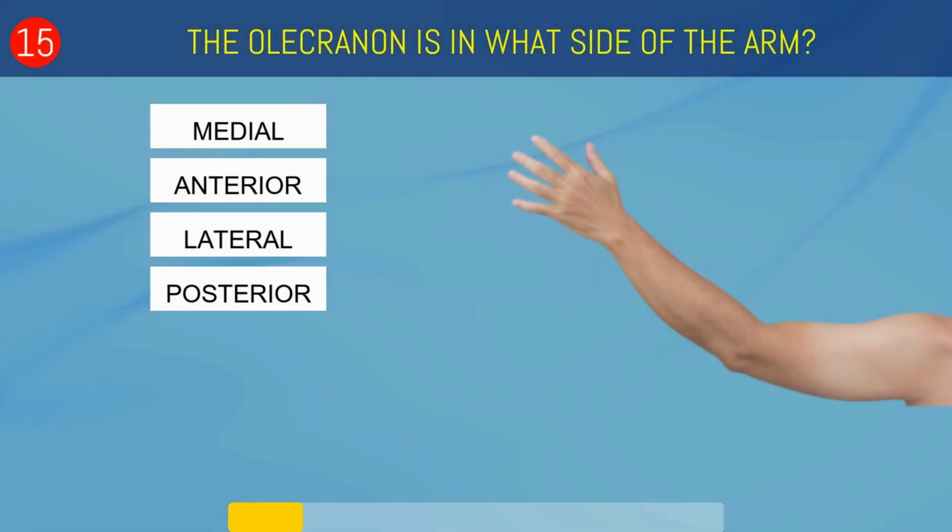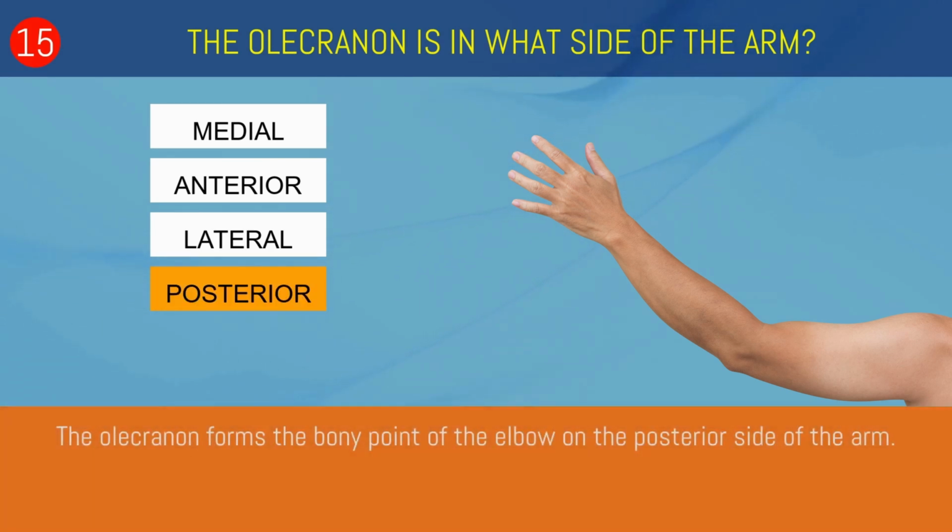The olecranon is on what side of the arm? Medial, anterior, lateral, or posterior? Posterior. The olecranon forms the bony point of the elbow on the posterior side of the arm.